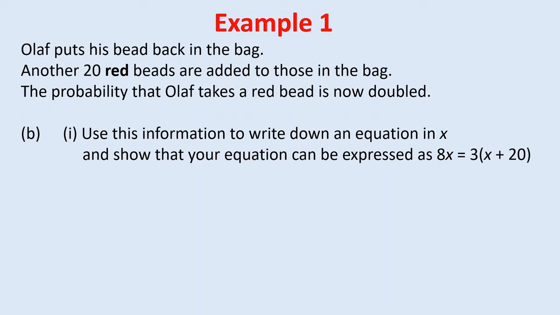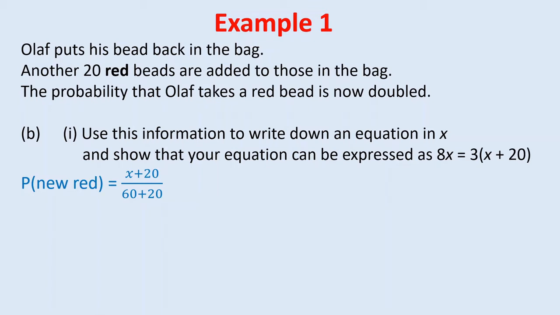Now we have 20 more red beads and 20 more beads altogether in the bag. So we could say that the new probability of choosing a red bead would be X plus 20, that's the new number of red beads, out of 60 plus 20, that's the new total number of beads that there are.